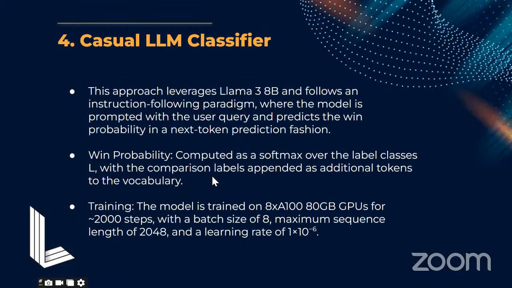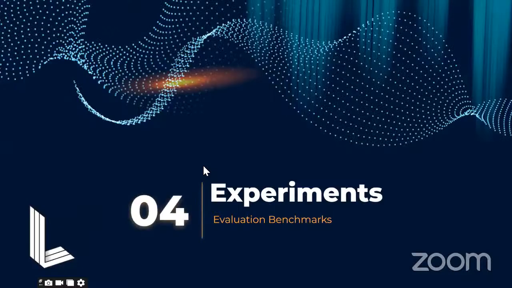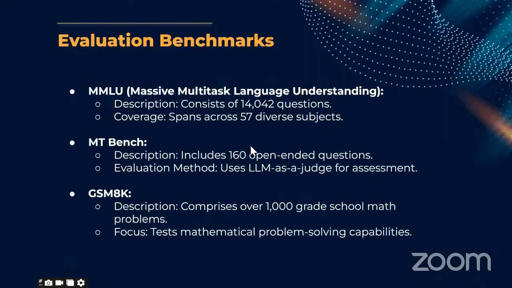The fourth and last approach for LLM routing is the causal LLM classifier. This approach leverages Llama 3 8B and follows an instruction-following paradigm where the model is prompted with the user query and predicts the win probability for which model is going to win. So now that we know about the routing approaches and the key metrics, let's see how the experiments went and what the results are.